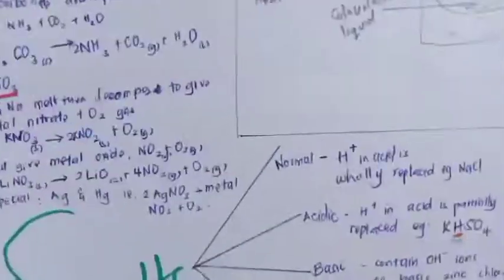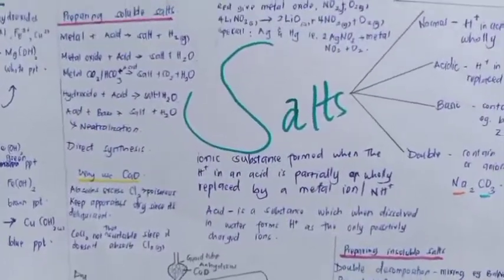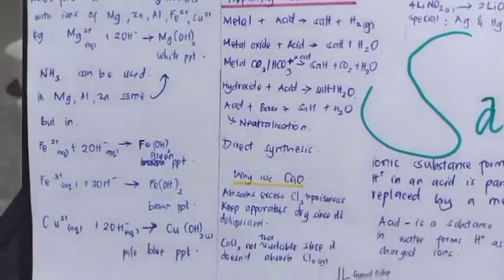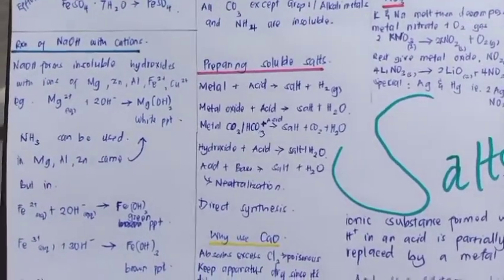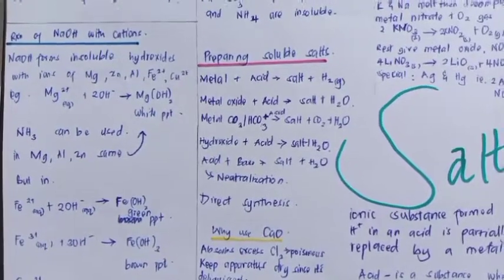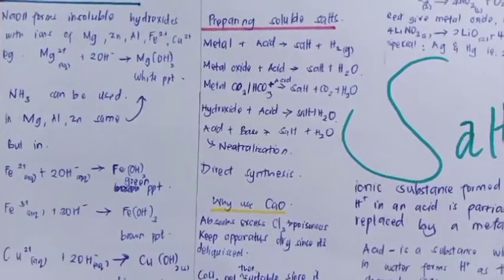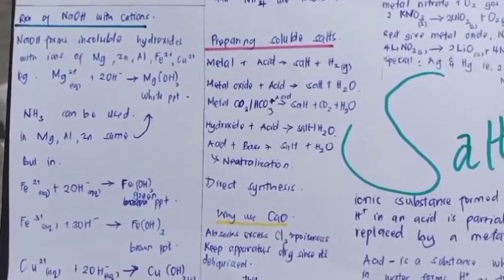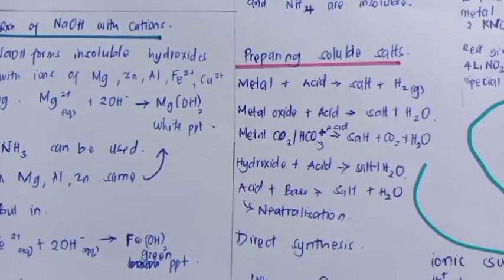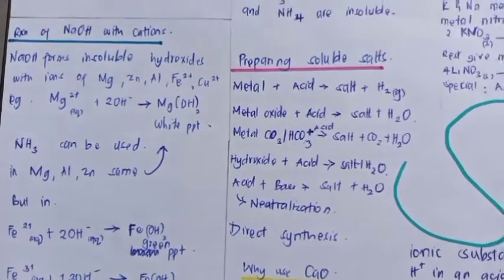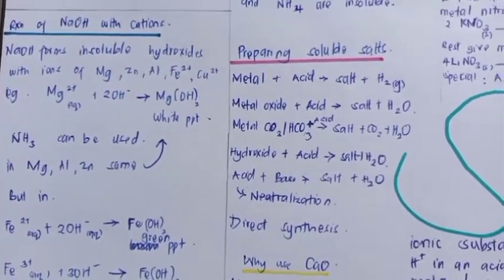Then after going through effect of heat on salts, the other thing that's important is that you have to know the reaction of sodium hydroxide with cations. So sodium hydroxide forms insoluble hydroxides with ions of magnesium, zinc, aluminium, iron 3 ions, copper 2 ions. They'll all form a precipitate. So in this reaction here, we have magnesium plus hydroxide ions to form a white precipitate of magnesium hydroxide. So when you take zinc, aluminium, iron and copper, you're going to get a precipitate.